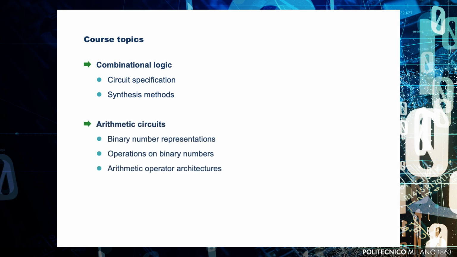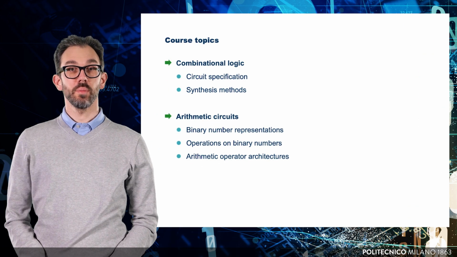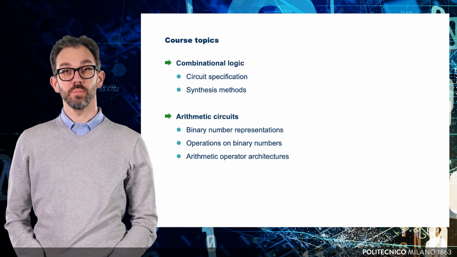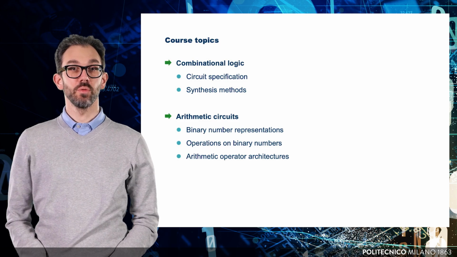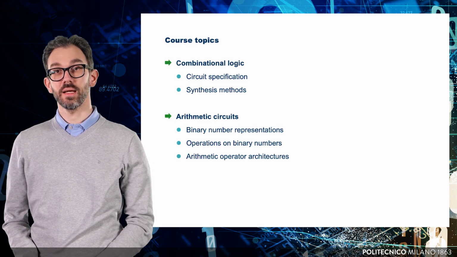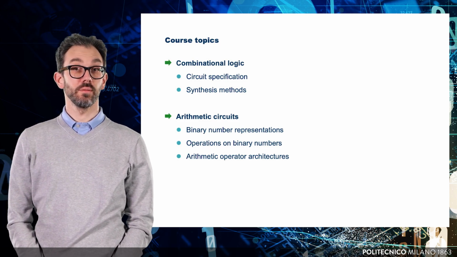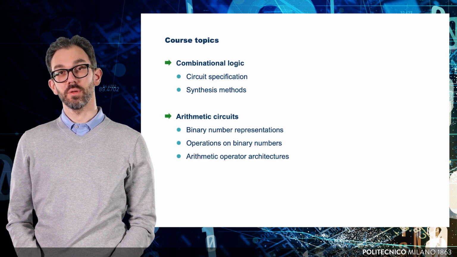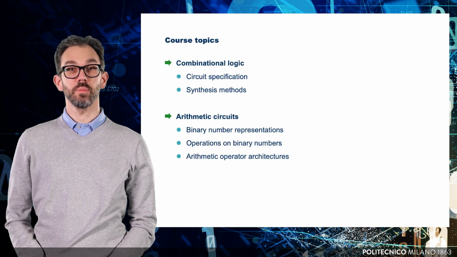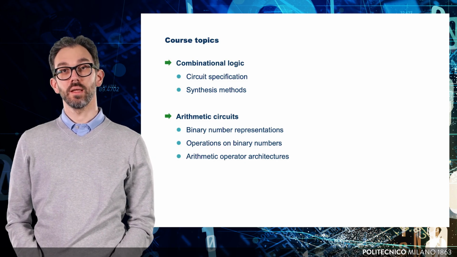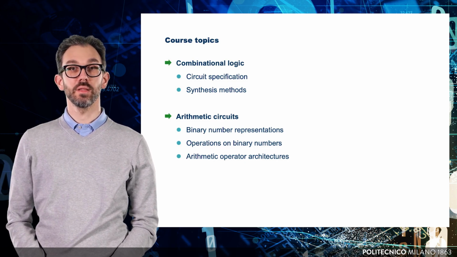In the second part of the course, we will address the design challenges of a specific class of combinational circuits, namely arithmetic circuits. We will explore number representation, which should already be partly familiar to you, by reviewing the binary representation of integers, both signed and unsigned. We will then study the representation of real numbers, with particular attention to floating point representation. For each representation format, we will examine how to perform the basic arithmetic operations: addition, subtraction, multiplication, and division.